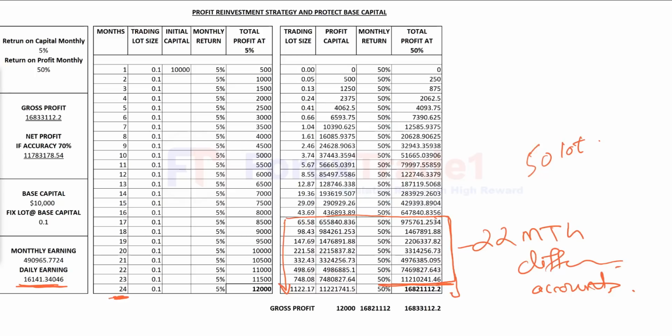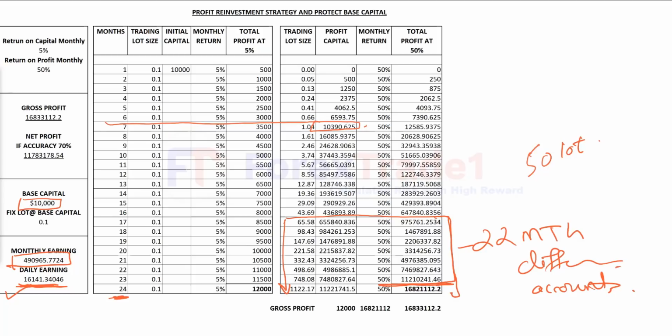Once the 24 months complete, your per day earning will be $16,000. Your monthly earning will be around 500k with a base capital of $10,000 only. But you can see here what is amazing and good is that you never take a risk on your capital. You can even remove your capital at the end of the 6 months, as you are already getting the $10,000 profit and you already started with one lot, and with the 50% return it's more than enough to get the higher profit.